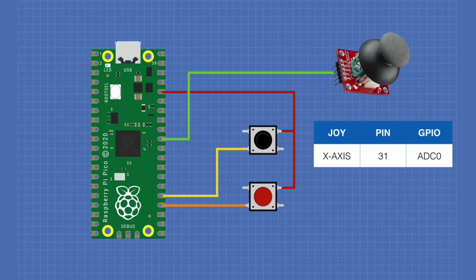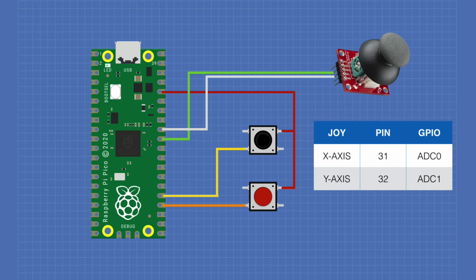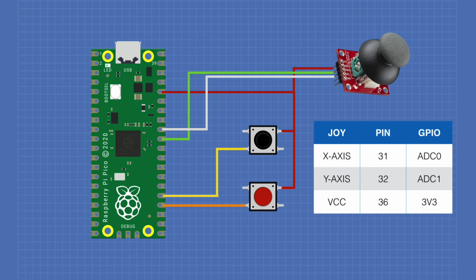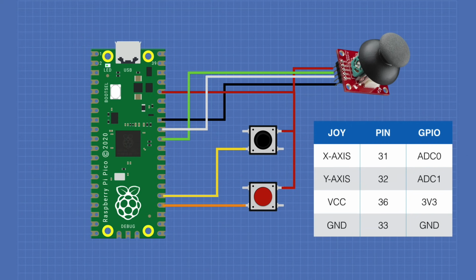That's the input for analog to digital converter 0. The y-axis output of the joystick will be connected to pin 32 of the Pico, which is ADC 1. The 3.3 volt output from the Raspberry Pi Pico on pin 36 is connected to the VCC connection on our joystick. And finally, we'll connect one of the grounds from the Pico to the joystick's ground. I used the one on pin 33, which is also known as the analog ground. And this completes the wiring of our mouse emulator.